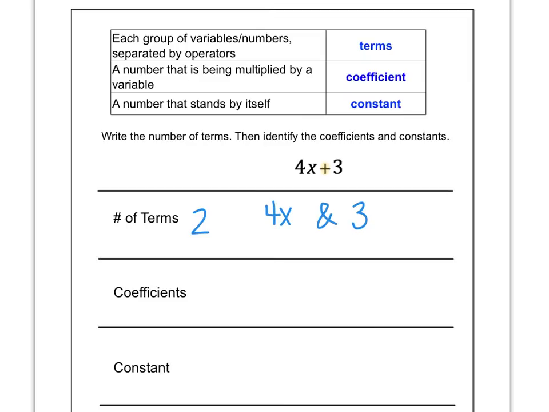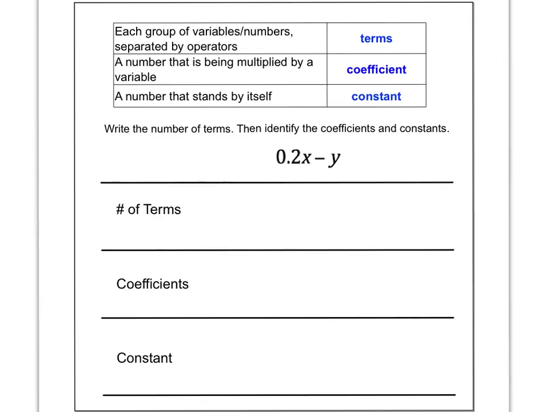So within those terms, we have coefficients and we have constants. A coefficient is a number that is being multiplied by a variable. So I know that when I see this 4x here and there's no symbol in between them, that means they're being multiplied. So 4 would be my coefficient. 3 is by itself and not changing, so 3 would be my constant.